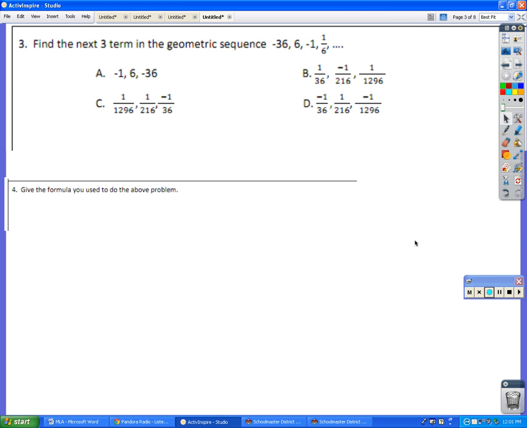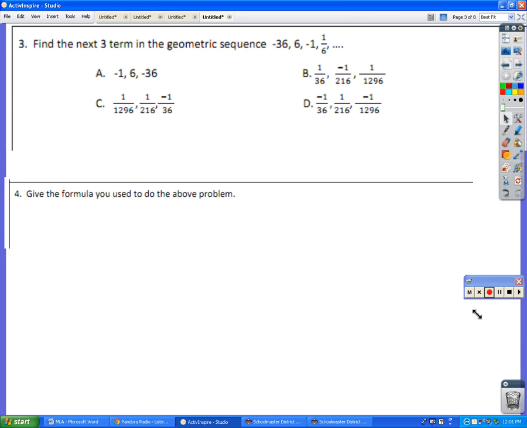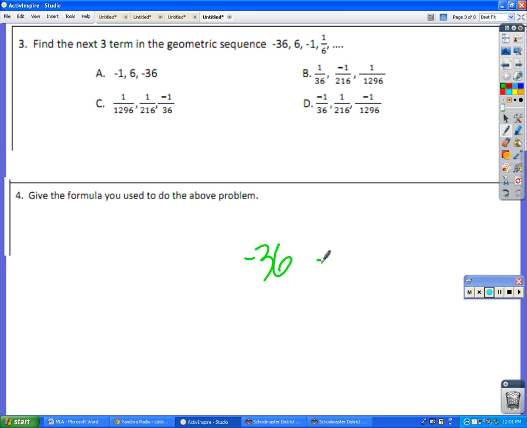Okay, now we are looking at one that's called a geometric sequence. In a geometric sequence, the difference is you are multiplying, basically. So what did I multiply negative 36 by to get 6? 10? That's a really bad guess. Negative 36 times 10 is negative 360. Negative 6 is a good guess, because it's going down. No, the question is negative 36 to 6. What do I multiply negative 36 by to get 6?